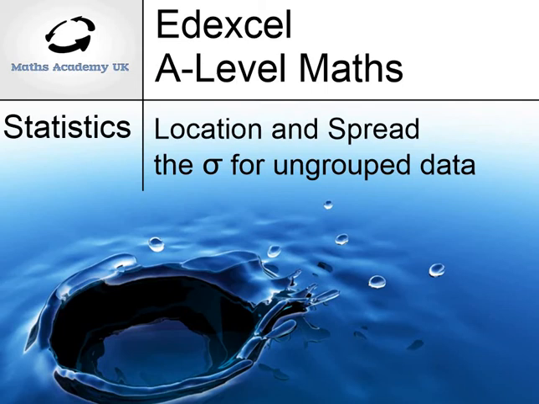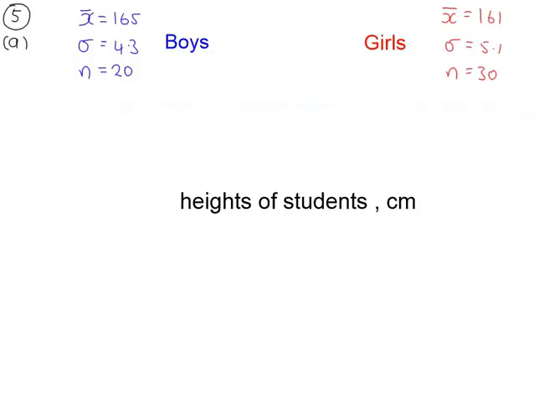Measures of location and spread, the standard deviation for ungrouped data. Example 5. So we have a group of boys. The mean height of these boys is 165 centimeters, standard deviation 4.3 centimeters, and there are 20 boys in that group. And we have a group of girls. Their mean height is 161 centimeters, standard deviation 5.1 centimeters, and there are 30 girls in this group.